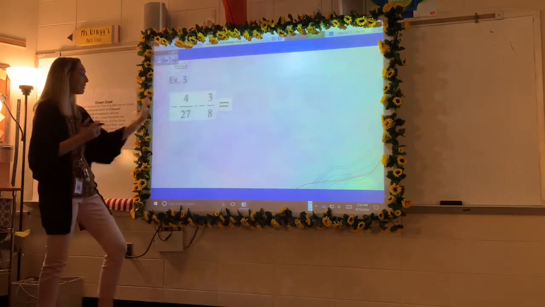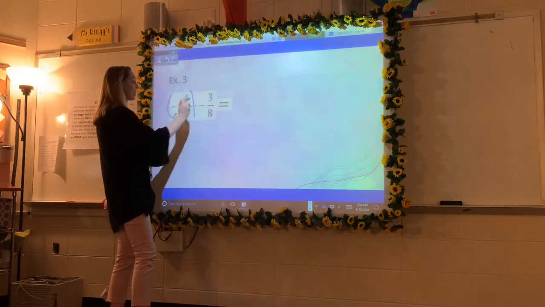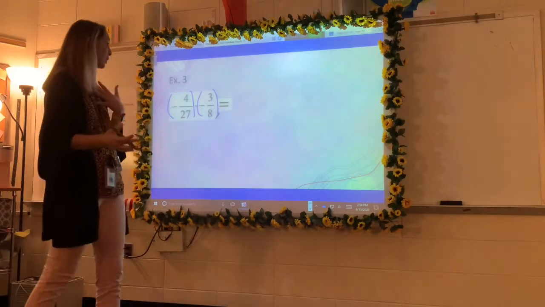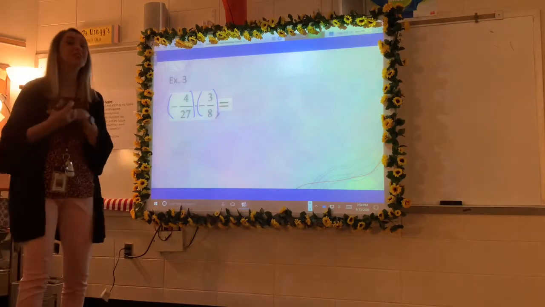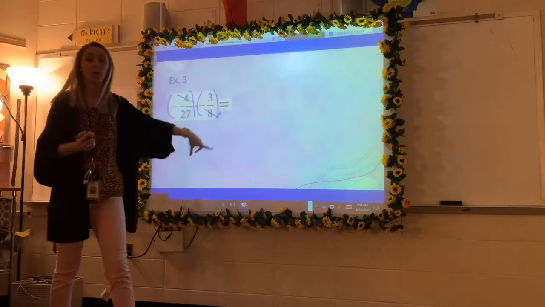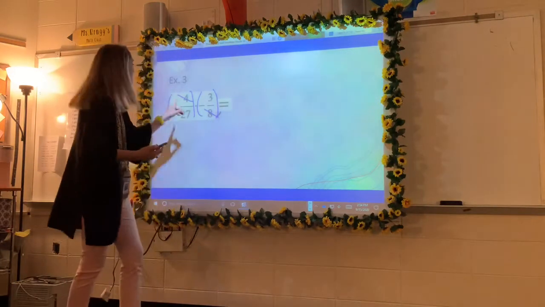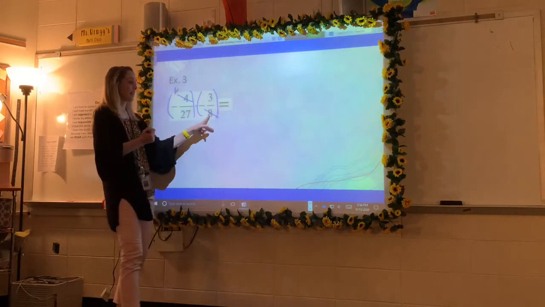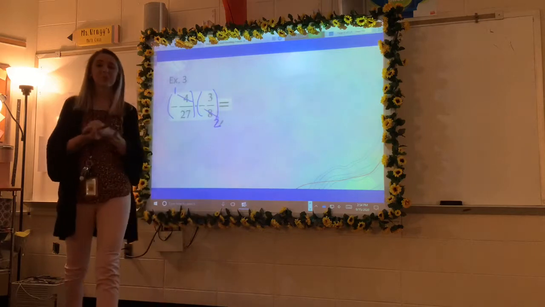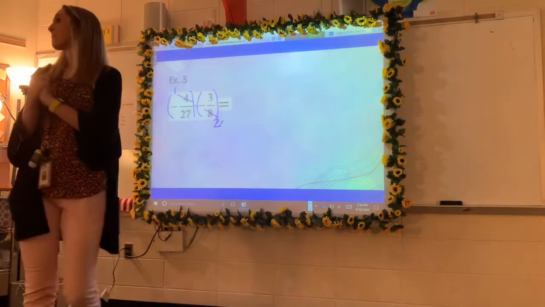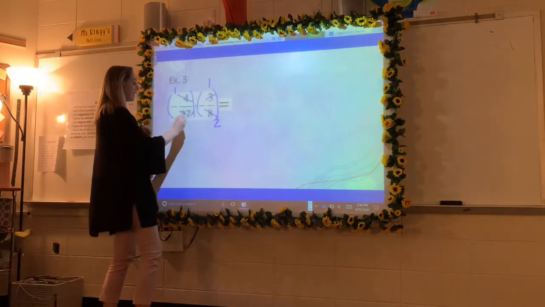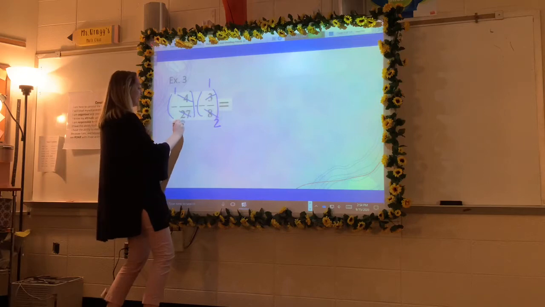All right, this one, we have a negative fraction. So these are negatives. And then we have a negative fraction. So we have negative 4 over 27 times negative 3 over 8. So the first thing we want to do, we want to see if we can cross simplify. Well, we can, okay? What number goes into 4 and 8? 4 does. So 4 goes into 4 one time, and 4 goes into 8 2 times. All right, does any number go into 3 and 27? 3 does, right, okay? So 3 goes into 3 one time, and 3 goes into 27 9 times.